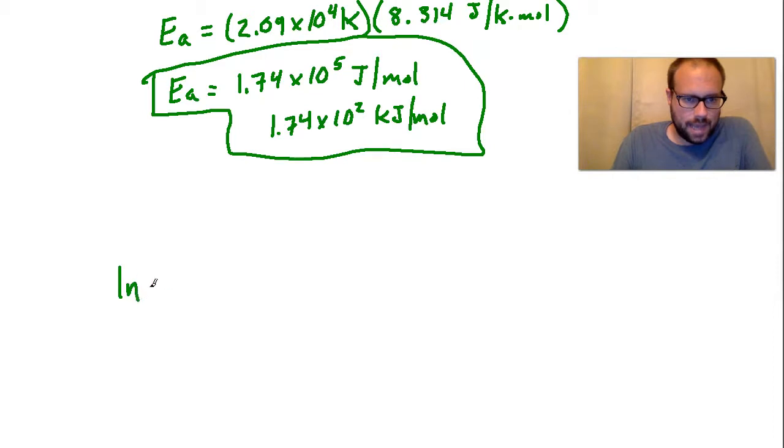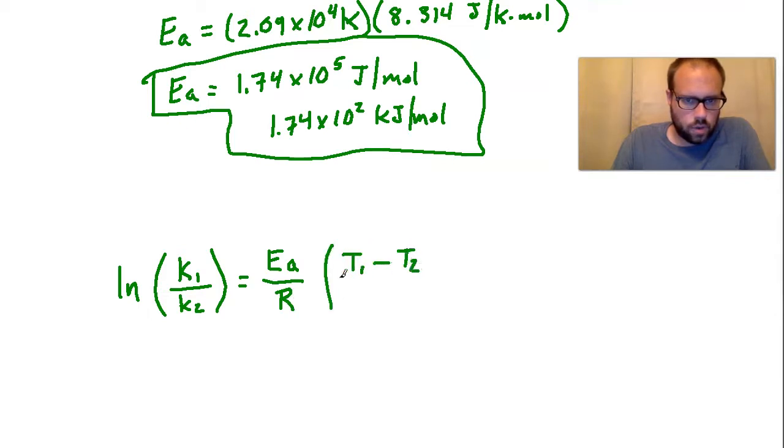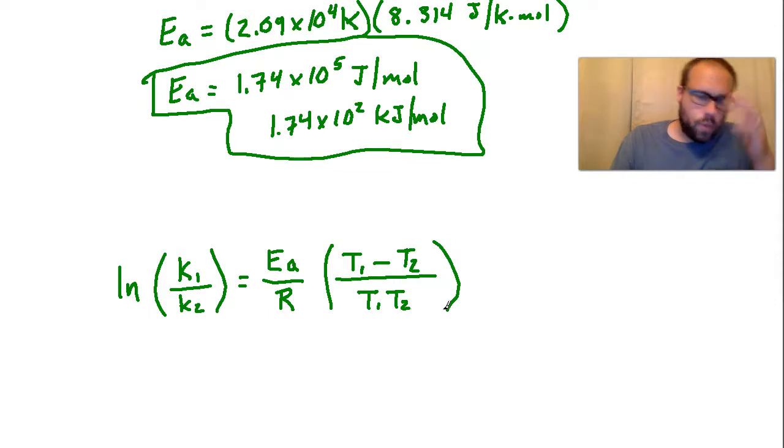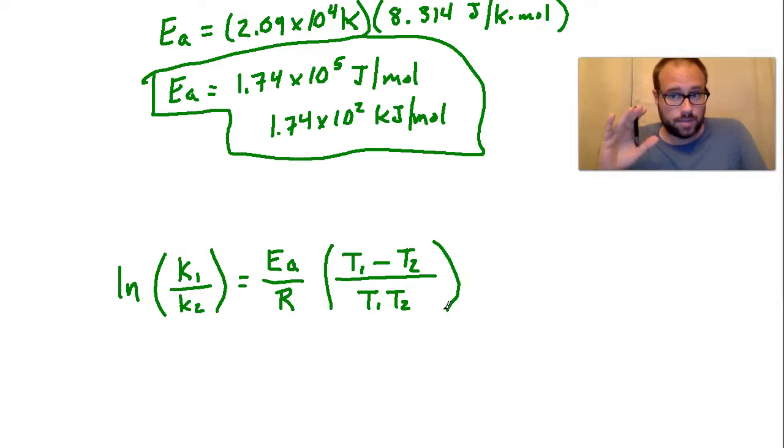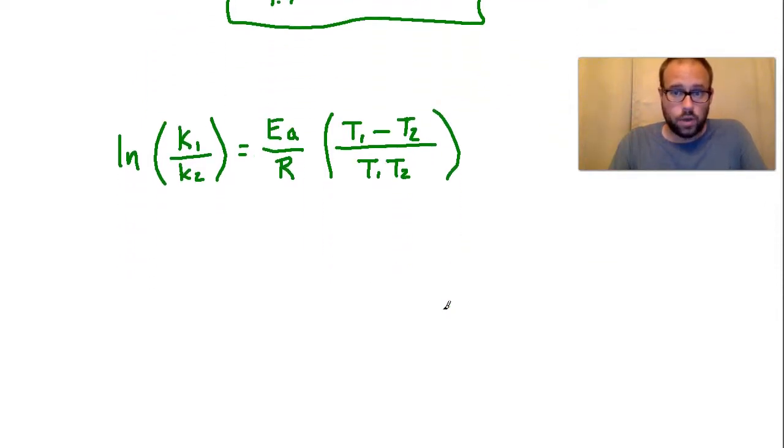We can say that the ln of rate constant 1 compared to rate constant 2 is going to be equal to the activation energy over R times temperature 1 minus temperature 2 over the product of temperature 1 times temperature 2. Okay, so what this allows us to do with an equation like this is say, here's a rate constant for a reaction at a specific temperature. If I change the temperature to this new temperature, what would the rate constant become? So you can predict how the rate constant is going to change when you start changing the temperature.